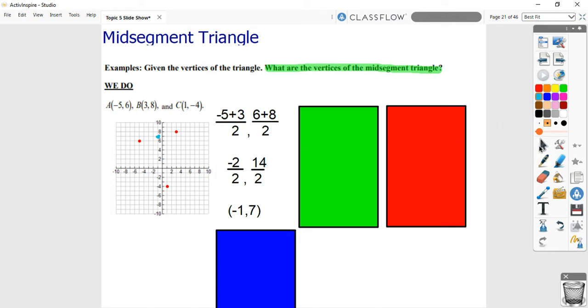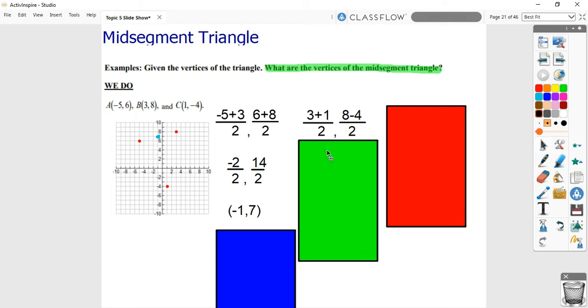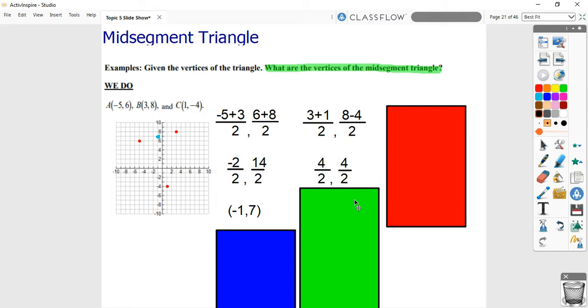We do the exact same thing with point B and point C. The x values are 3 and 1, so we add them together, divide by 2. The y values are 8 and -4, and then divide by 2. That gives us a point of 2, 2. So that's our next midpoint right there.